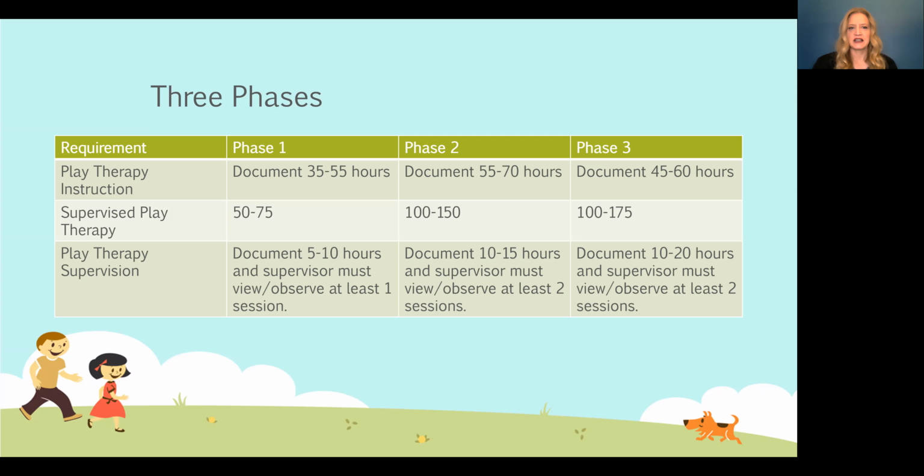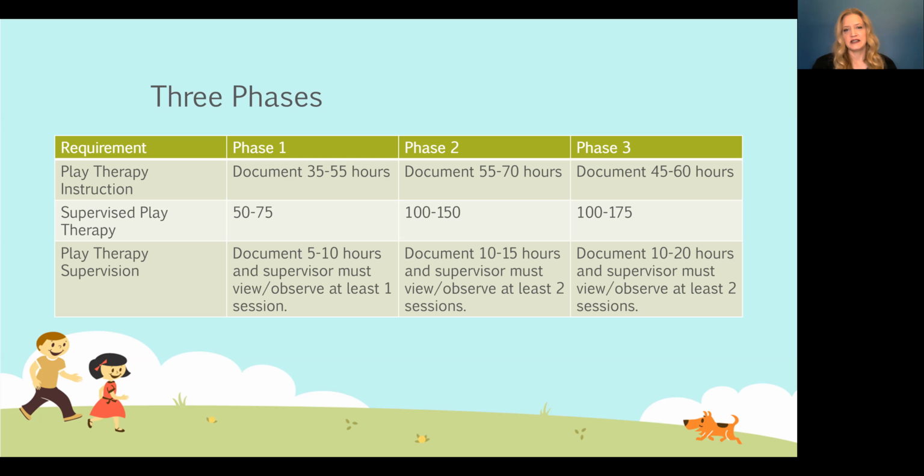So what this looks like is that for phase 1, you need to document 35 to 55 hours of instruction, and you need to be able to see 50 to 75 hours of direct play therapy experience, under the supervision of an RPTS for at least 5 to 10 hours.